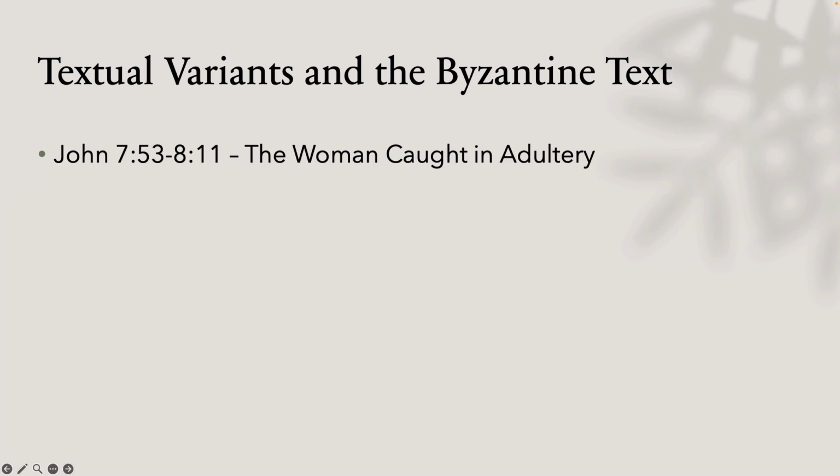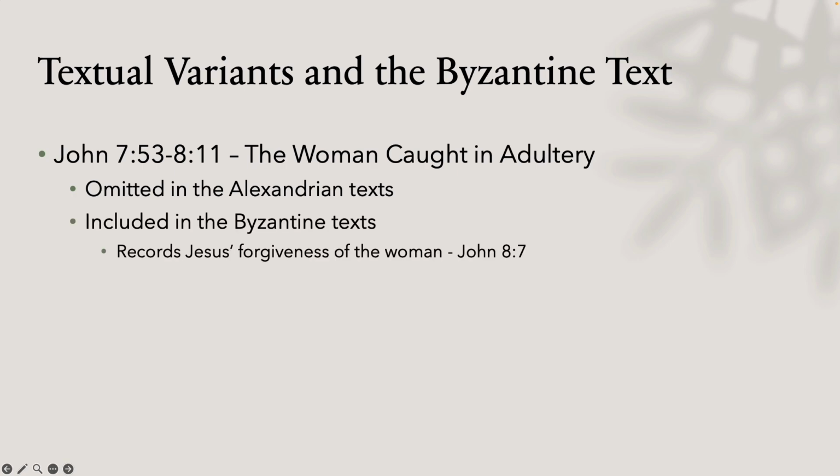Okay, so the next one is John 7, which is the woman caught in adultery. Again, this is omitted from the Alexandrian texts. Obviously, there are different texts. Some don't contain this passage, or don't even mark it with critical notes, so there's no mention of it. It's included in the Byzantine texts, as we know, and records Jesus' forgiveness of the woman.